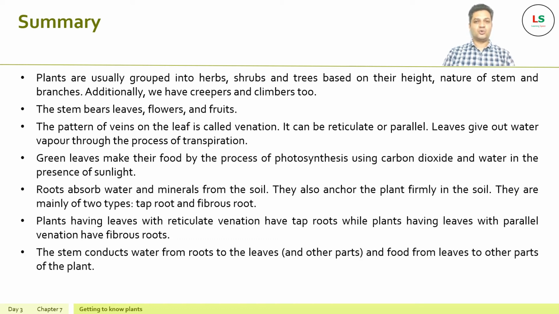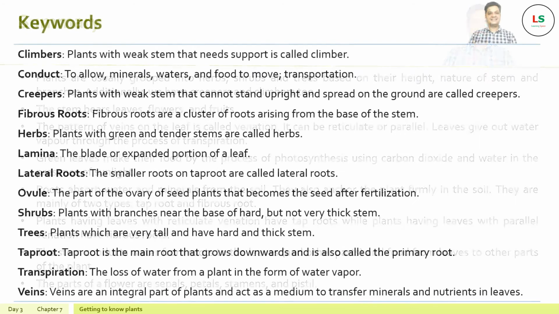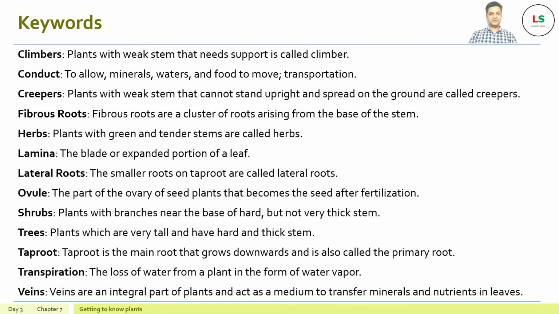The stem conducts water from the roots to the leaves and food from leaves to the other parts of the plant. The parts of flower are sepals, petals, stamens, and pistil. Here we have the keywords used throughout the chapter.